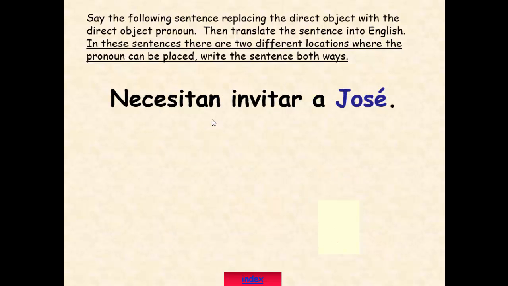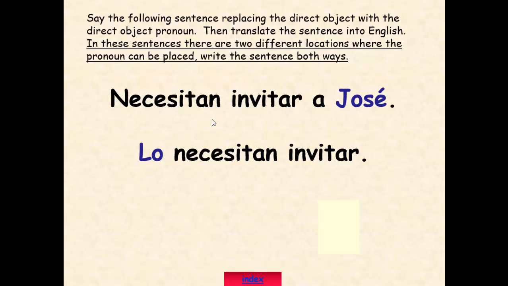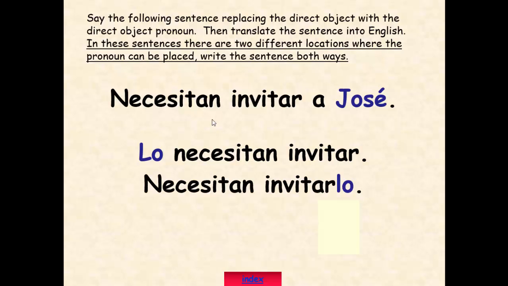Necesitan invitar a José. You could say lo necesitan invitar. Or you could say necesitan invitarlo. They need to invite him.